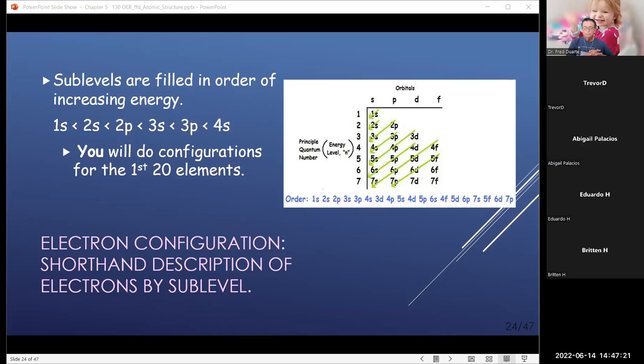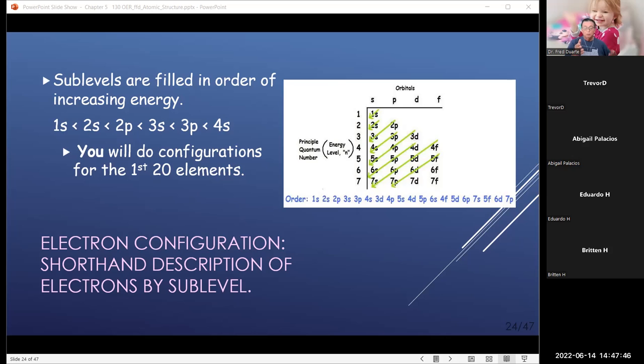I have a question. Sure, go ahead, Trevor. Do you know why we have to label it as 1s, 2s, 2p, or whatever? Like, let's say it was 2p5. Why couldn't we just put 2p5? Why do we also have to put the ones before it? Because you could just infer that they're there.